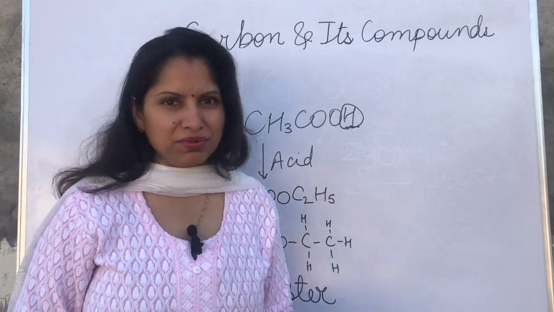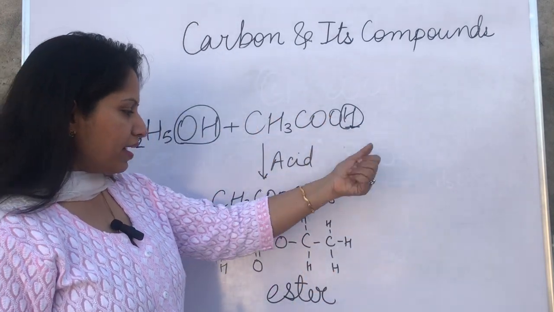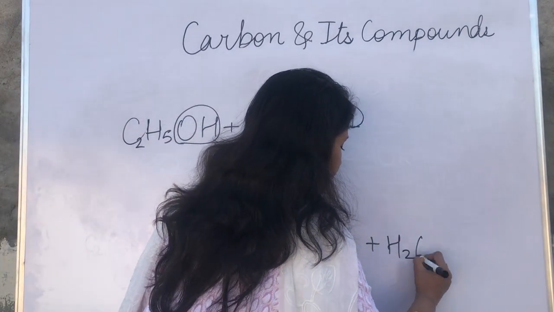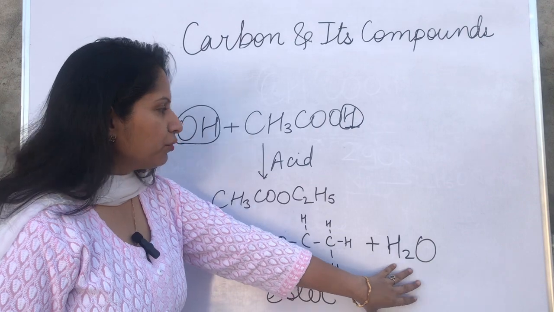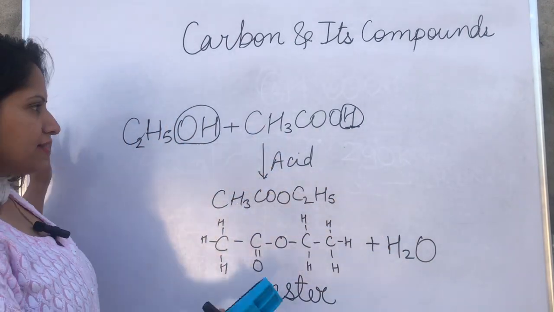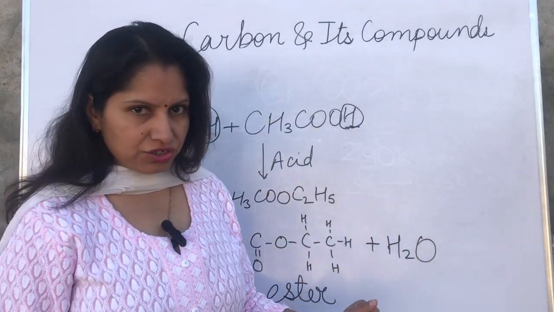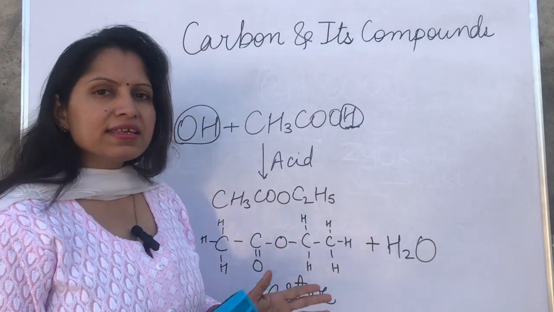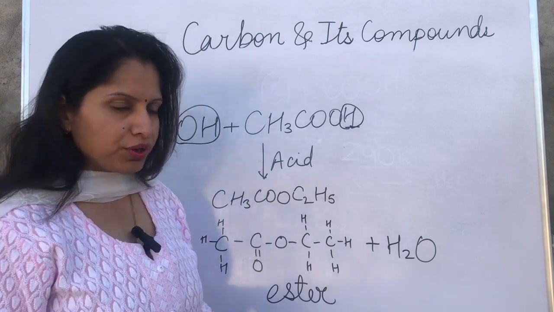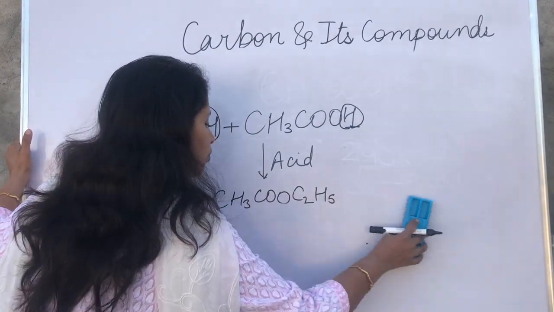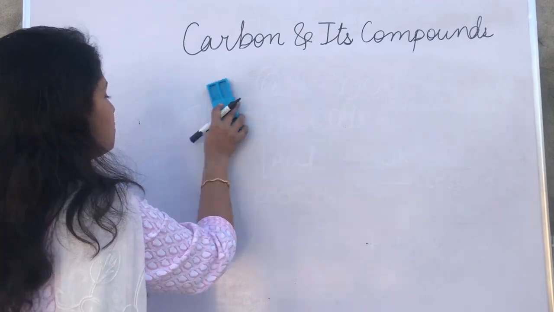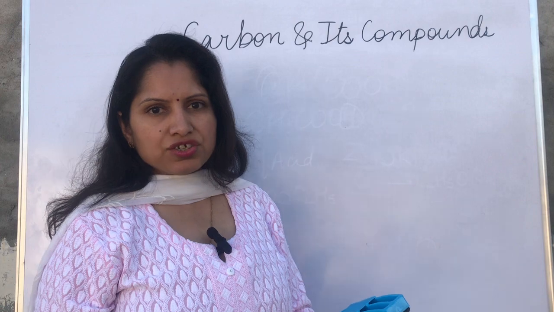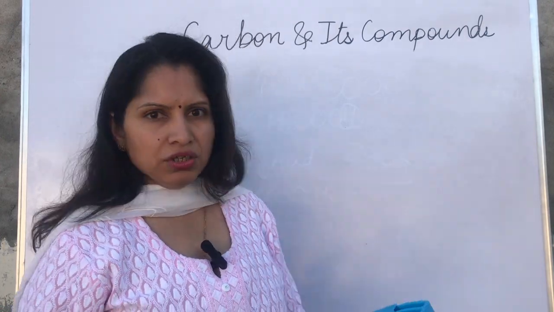By that you can remember: ethanol plus ethanoic acid, we get ester and water will be removed. To remove water we use the acid, because acids work as a dehydrating agent. In this reaction an ester is formed, so this reaction is also known as the esterification reaction. Now we'll see how we can use this ester. Using this ester we are going to form a soap. So the next reaction that we'll see is the saponification reaction.